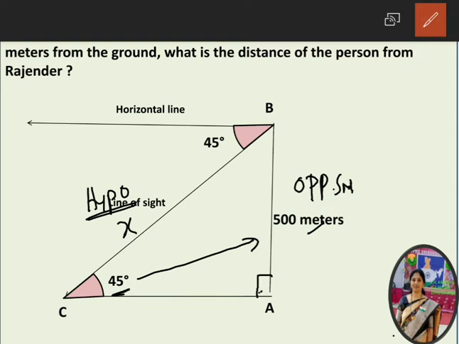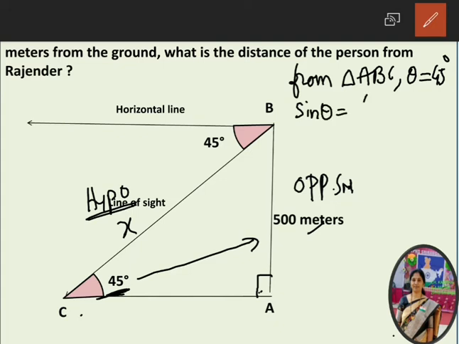that is sine theta. So just write, from triangle ABC, theta is equal to 45 degrees. Here at C we have the angle, so that is 45 degrees. And we know that sine theta is equal to opposite by hypotenuse. So opposite is nothing but AB, by hypotenuse is BC.